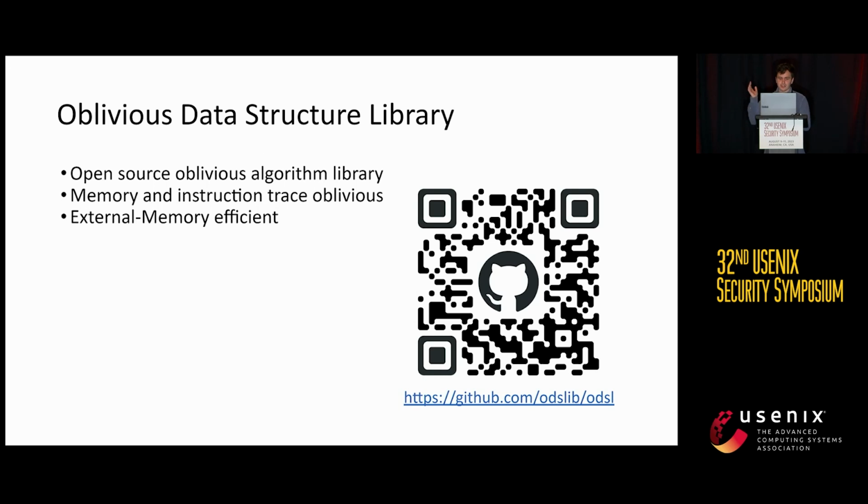This EnigMap project is included as part of our oblivious data structure library. It's an open source oblivious algorithm library. We make all the algorithms there memory and instruction trace oblivious, so they can easily be used in enclave code to make enclave code more secure. And we try to make everything external memory efficient.